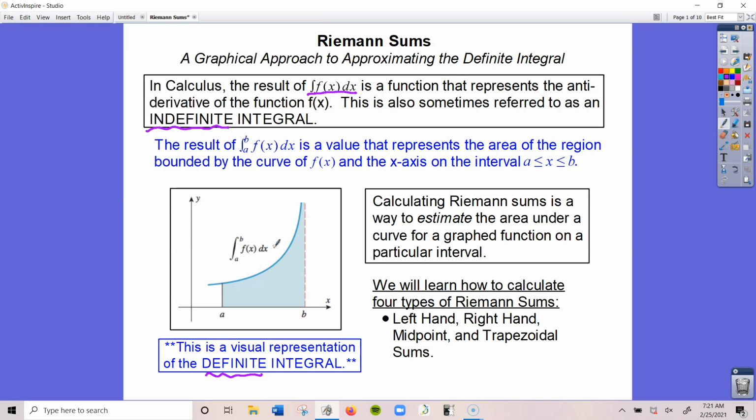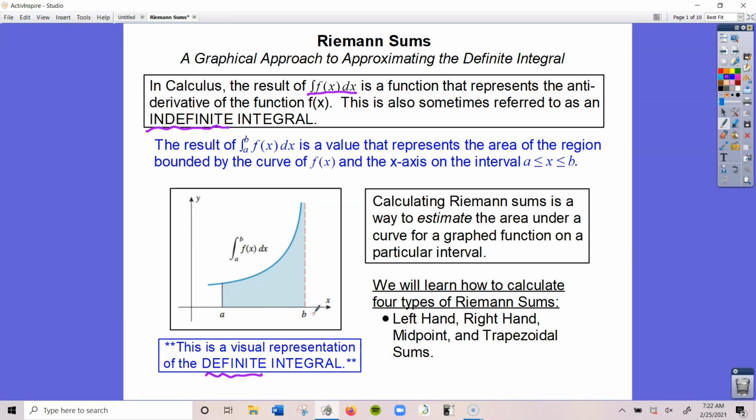So you can see here, this is kind of like a picture of what I'm talking about. We have the integral on the interval a to b of f of x. This is my graph of f of x. This is x is equal to a. This is x is equal to b. So what this integral represents is the area that is bounded by your function and the x values as well as the x-axis.